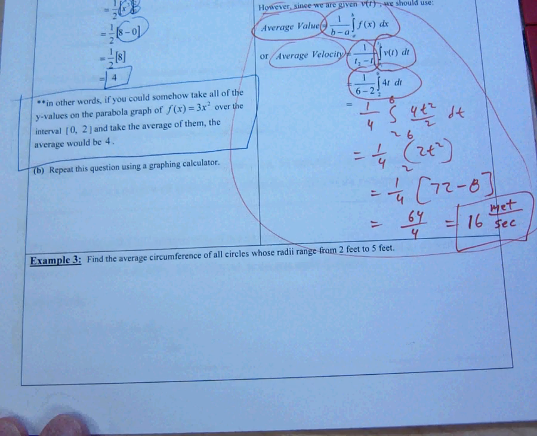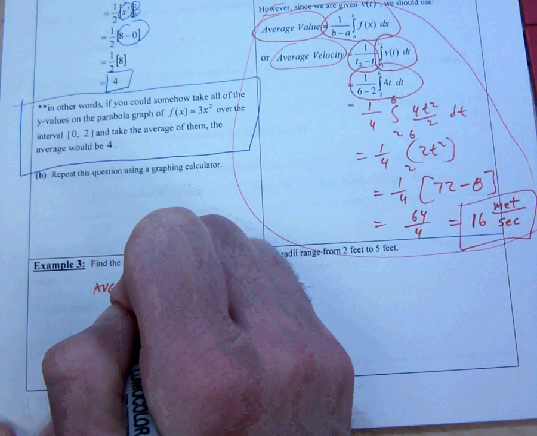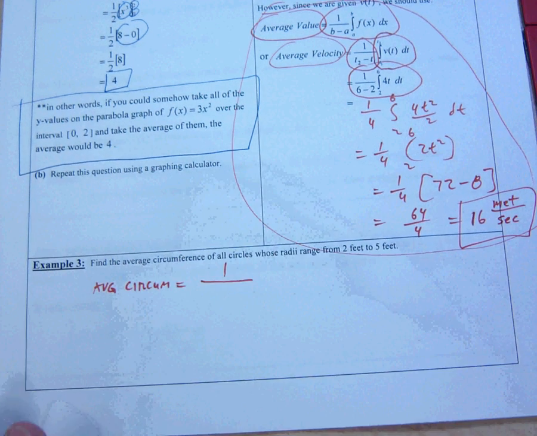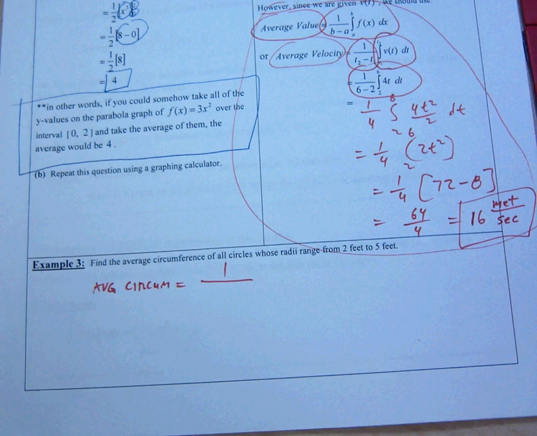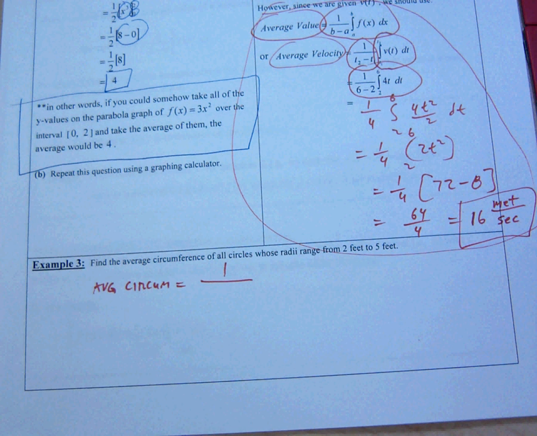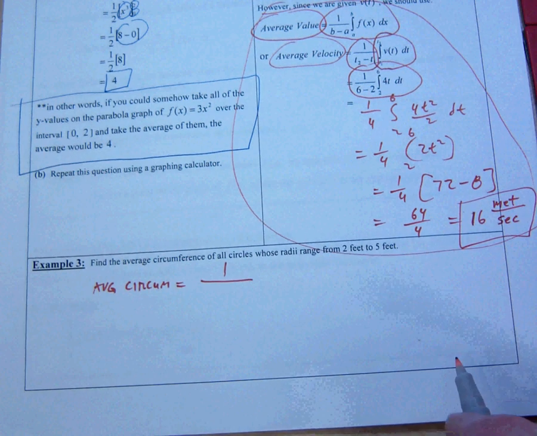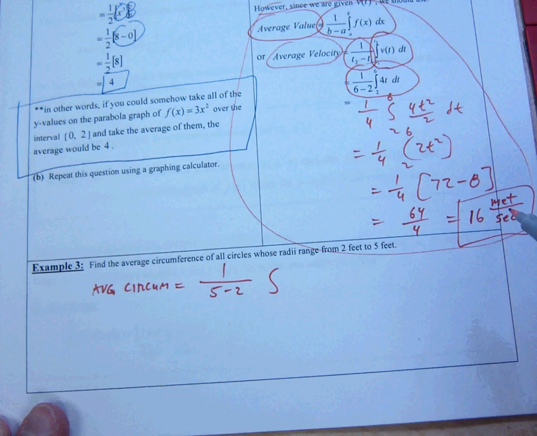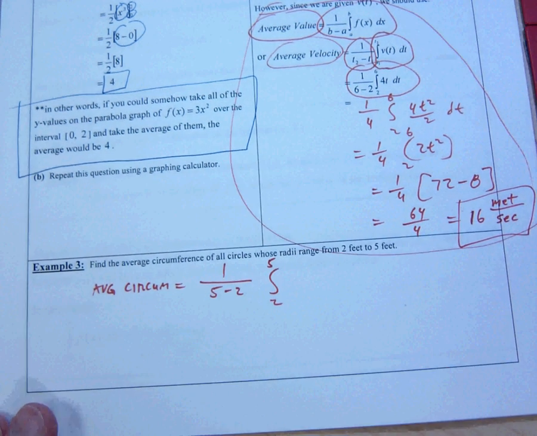Okay, and so to do that then, what are you going to do? The average circumference can be found by taking what? What do you think? 1 over what? How do you think this would set up? You tell me, guys. What would I do? Sam? So 1 over what minus what? Quick. 5 minus 2 times the antiderivative from what to what? 2 to 5, yes?